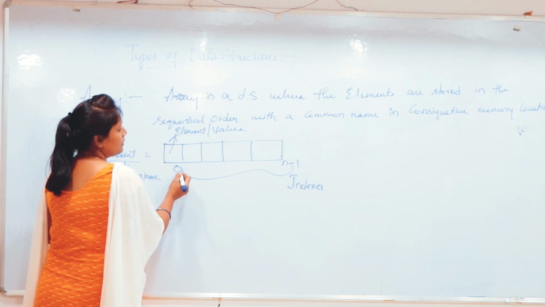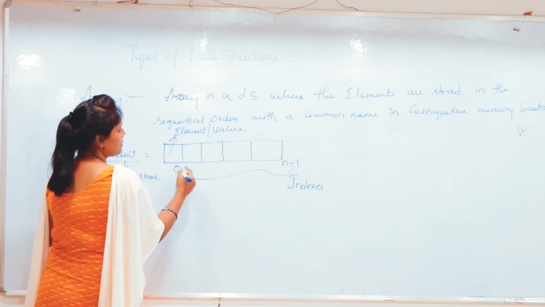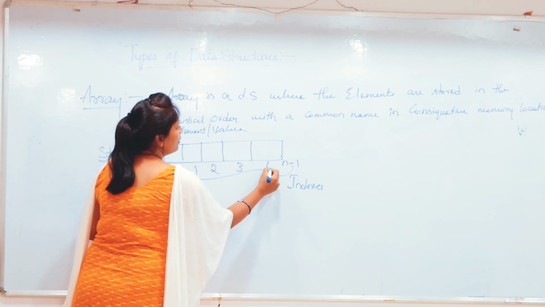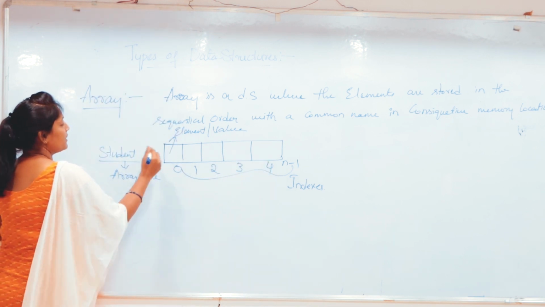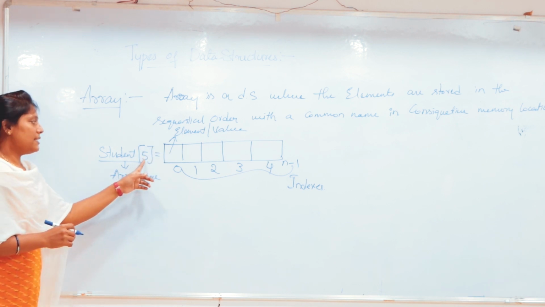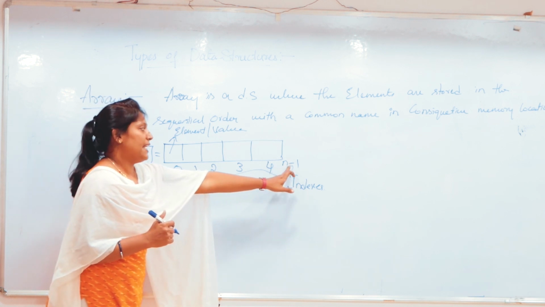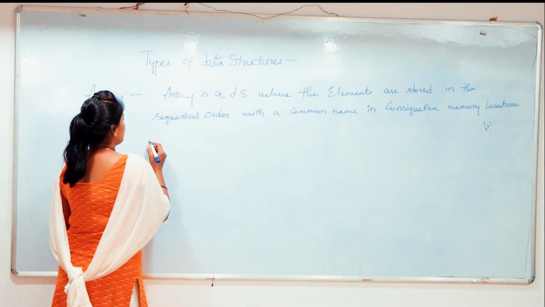Now here with this example, the array indexes are 0, 1, 2, 3 and 4. The size of this array is 5. Okay, this is the size, and the last element is at the n-1th position. Next, the syntax of an array.